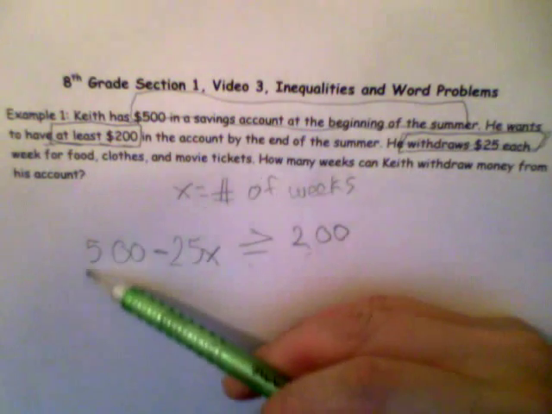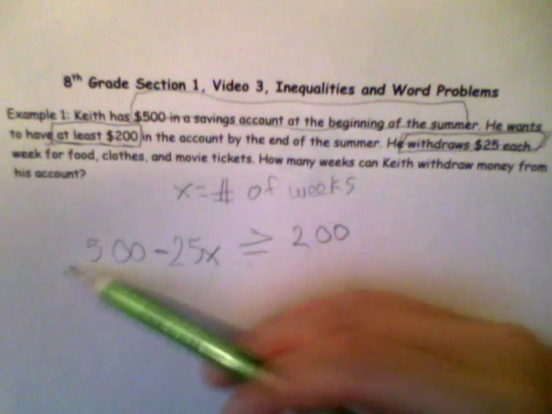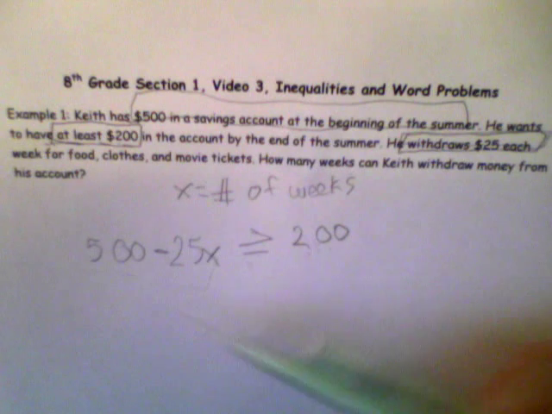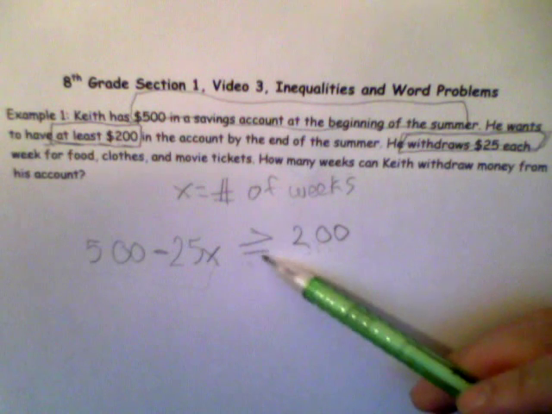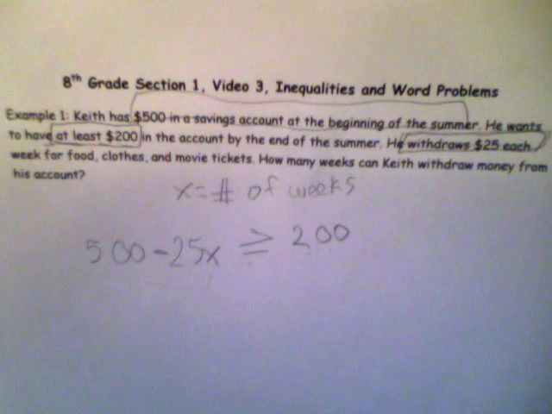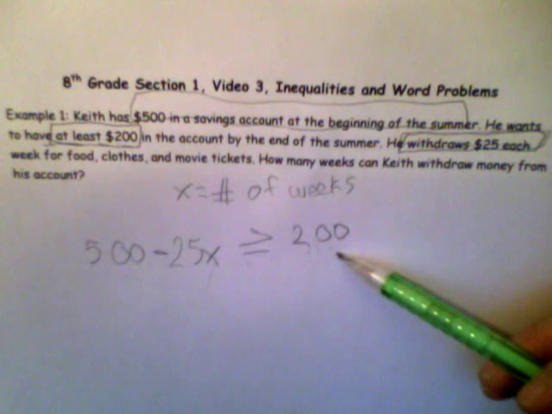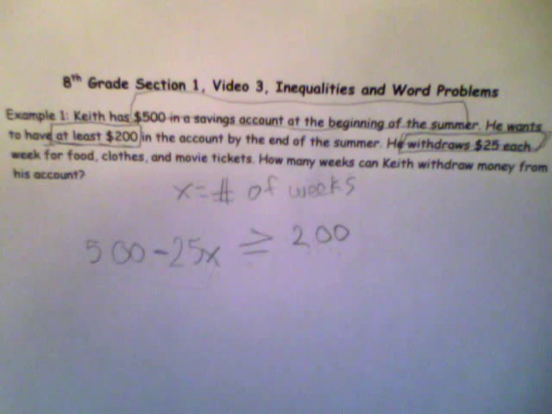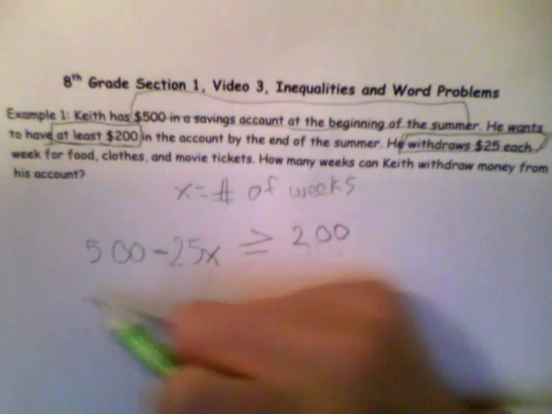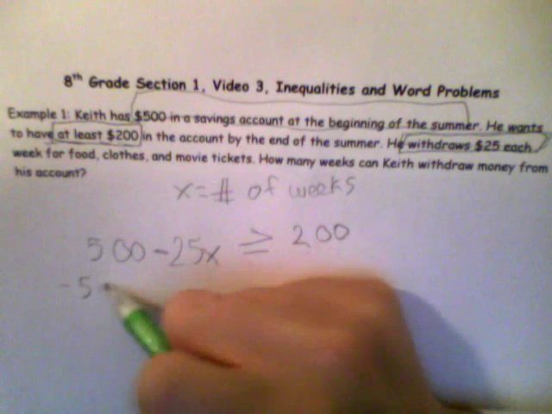So this amount right here at the end of the summer needs to be greater than or equal to 200. So we want to figure out how many weeks can Keith withdraw money from his account and still have more than or equal to $200 in his account. Now I just have to solve for X. So I'm going to subtract 500 on both sides.